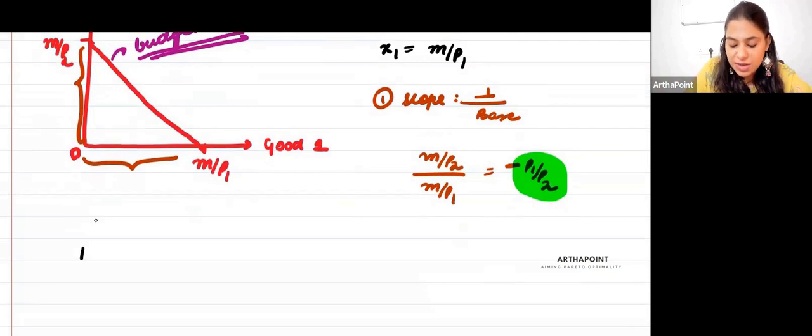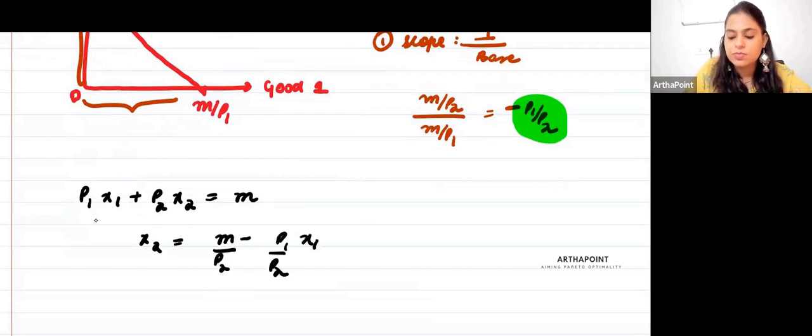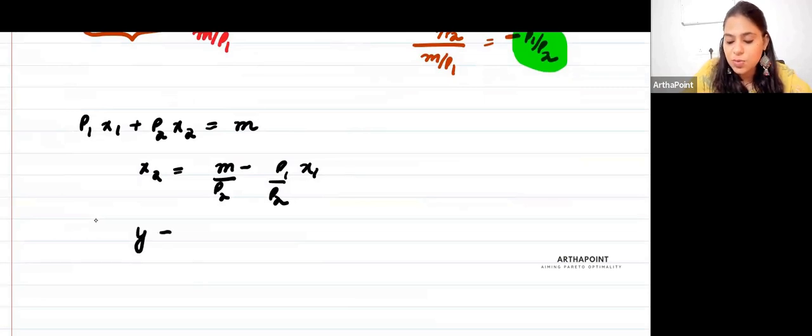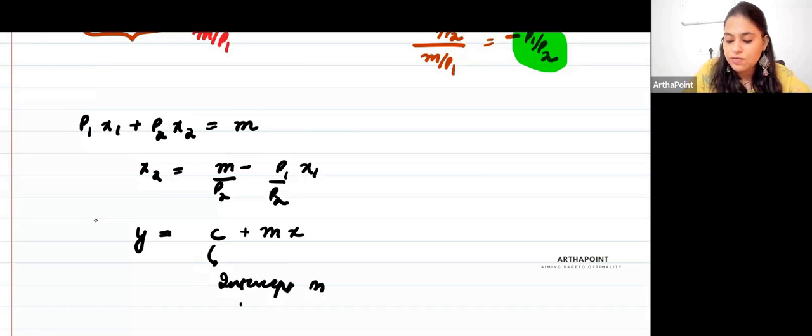If I say that my budget line is P1 x1 plus P2 x2 is equal to M, I can write x2 as M minus P1 x1 by P2. I can compare this with the mathematical equation which says y is equal to mx plus c. C is the intercept on y-axis, m is the slope.